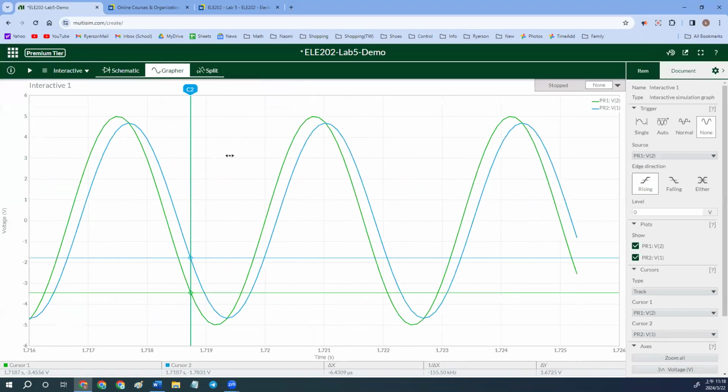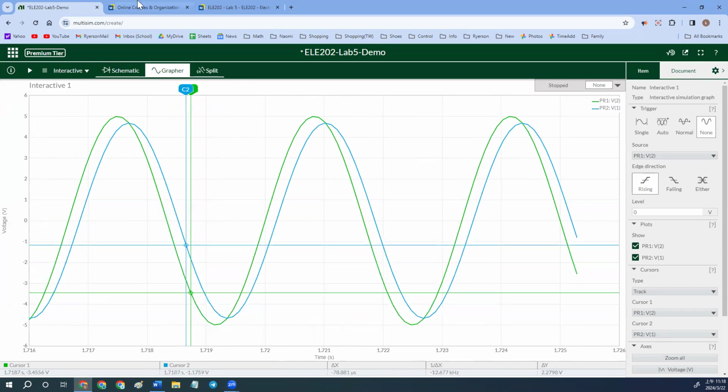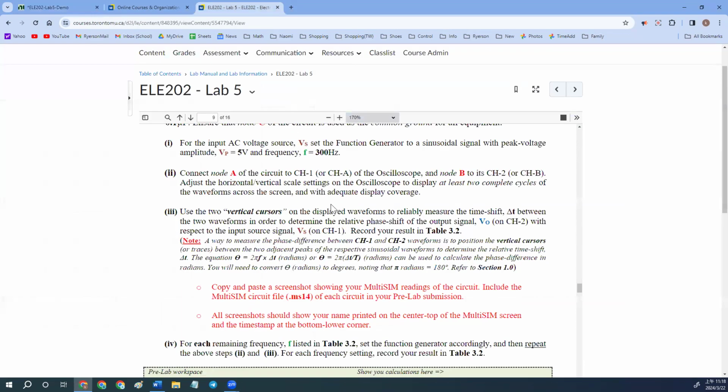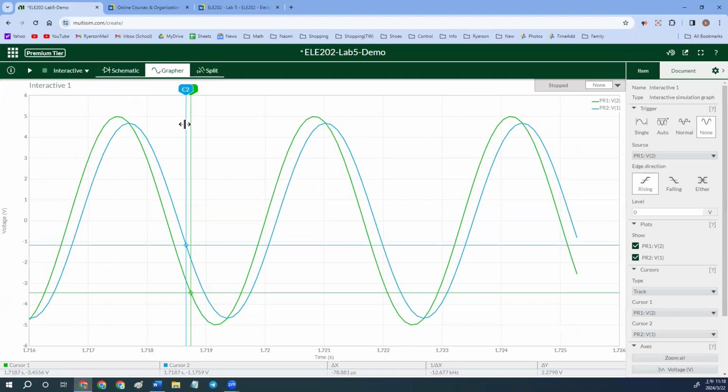So unlike the previous one, you can see from the zero crossing point, they are no longer crossing at the same point. So there is a difference. What we're going to do now is you have two cursors, and the question is asking us to calculate the delta t measured on the multisim determined from the delta t in the phase data. First of all, period. Period you can use either green or the blue one.